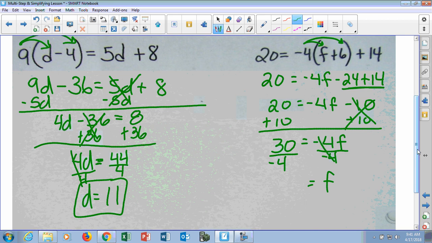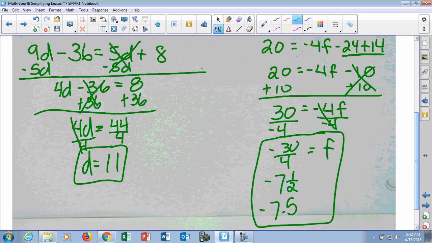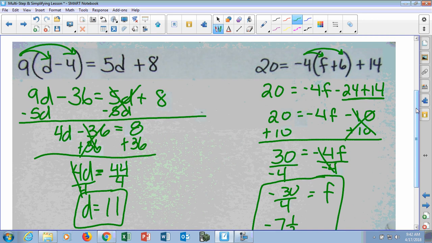All right. So basically, you can write this answer several different ways. As an improper fraction, negative 30 over 4. You can write it as a mixed number, negative 7 and 2/4, or negative 7.5. All these numbers are the same number in different forms. It says plus, it's not minus 6. Where's the 6 at? Yeah, but you multiplied it by a negative 4.